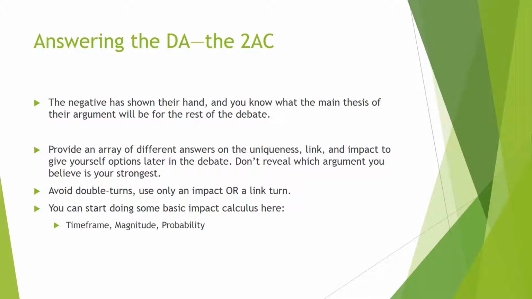Let's talk about how to answer a disadvantage throughout the debate. First, in the second affirmative constructive, the negative has shown their hand, and you know the main thesis of their argument for the rest of the debate. Providing an array of different answers on uniqueness, link, and impact gives yourself options later in the debate. Don't reveal which argument you believe is your strongest. Remember to avoid double turns, using only a link turn or an impact turn. You can start doing some basic impact calculus in this speech.